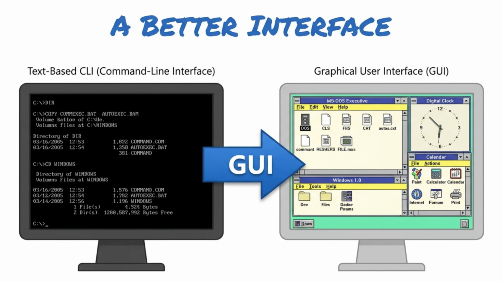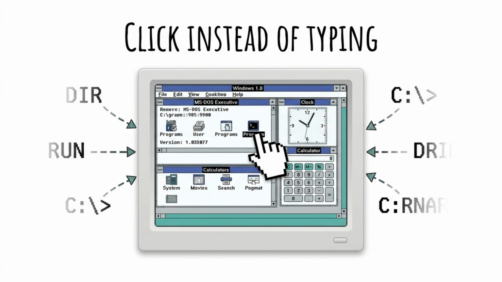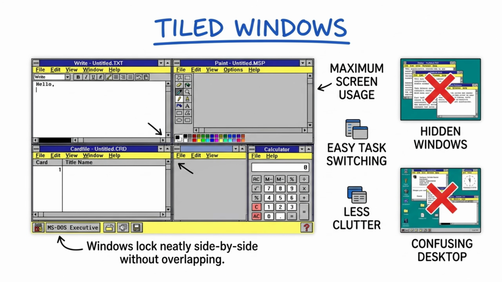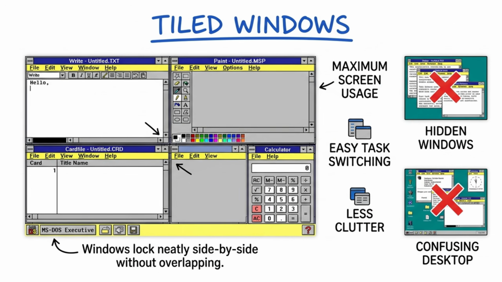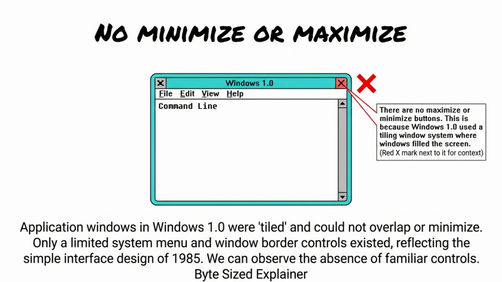Enter Windows 1.0. It wasn't an operating system. It was a fancy jacket on top of MS-DOS. You could finally click icons instead of typing arcane spells. But don't get too excited. The windows were tiled, locked side by side like stubborn refrigerator magnets. No overlapping, no minimize, no maximize.